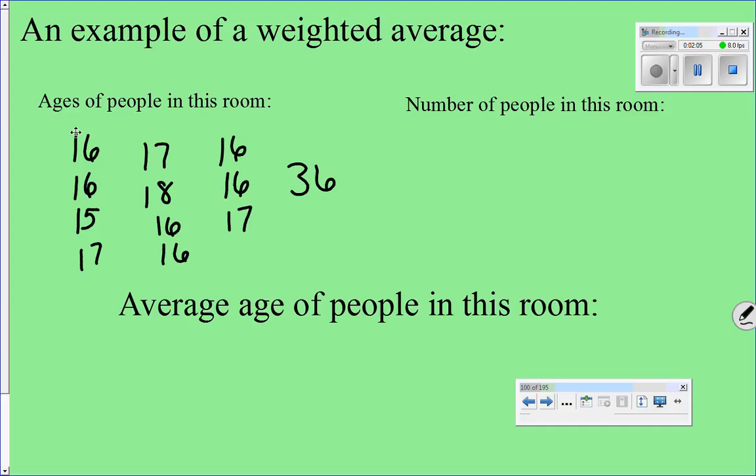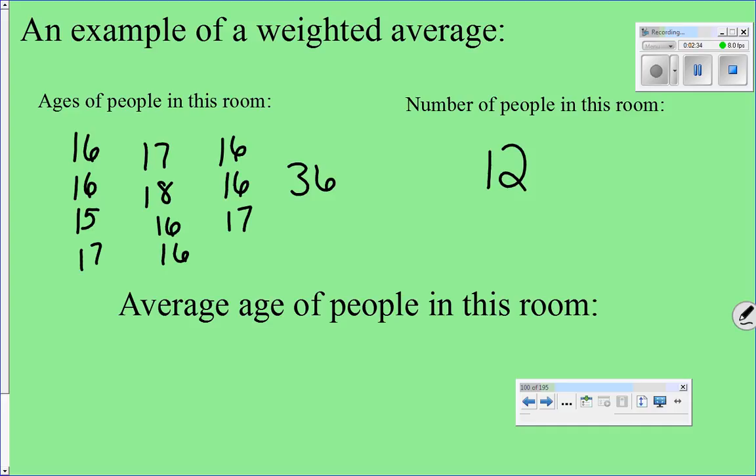Most of the time when I do this activity in the beginning of the year, most of my students are 16. A few have not turned 16 yet. I might have a 15-year-old or two hanging around. Some are a little bit older, occasionally a senior taking the class, and then there's a 36-year-old. I don't know who that could be. So the number of people that I'm including in this, 1, 2, 3, 4, 5, 6, 7, 8, 9, 10, 11, 12. So 12 imaginary people in this room.